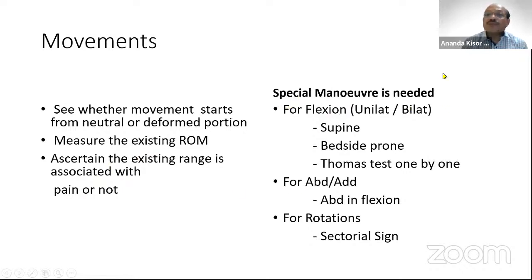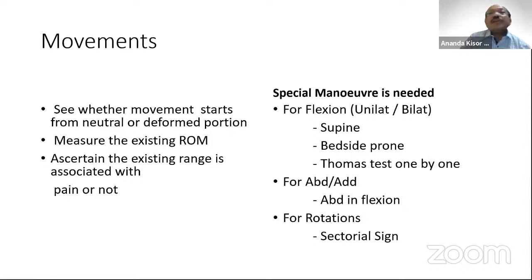Now special maneuvers are needed for flexion deformity, especially in unilateral or bilateral cases. In unilateral cases, the limb is apparently flexed at the hip and knee. How do we determine whether it is due to a hip problem or a knee problem? In that case, we have to do the bedside Thomas test.